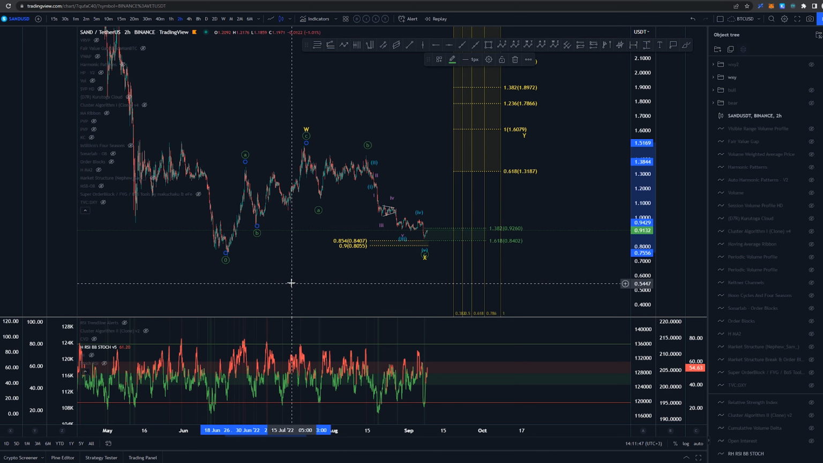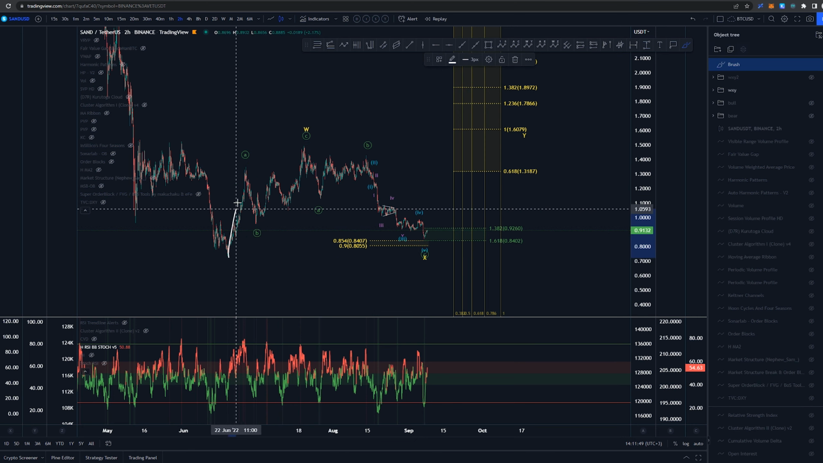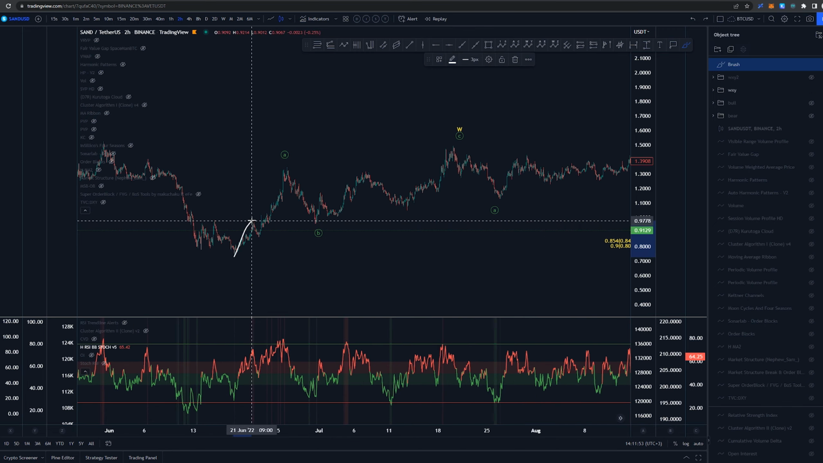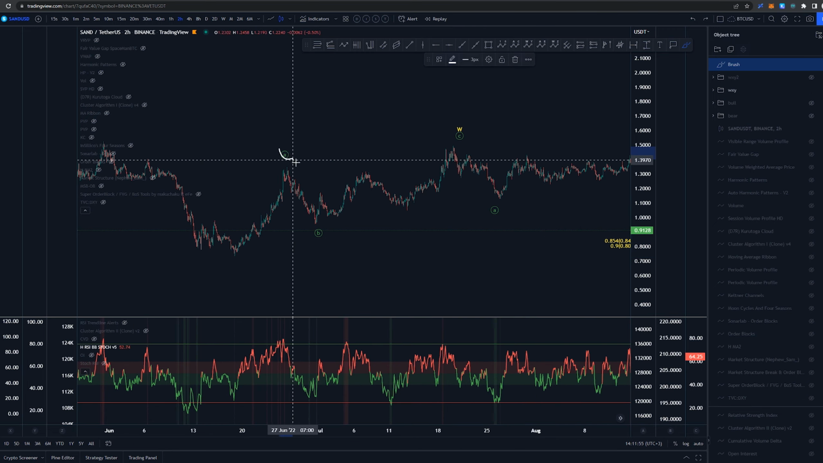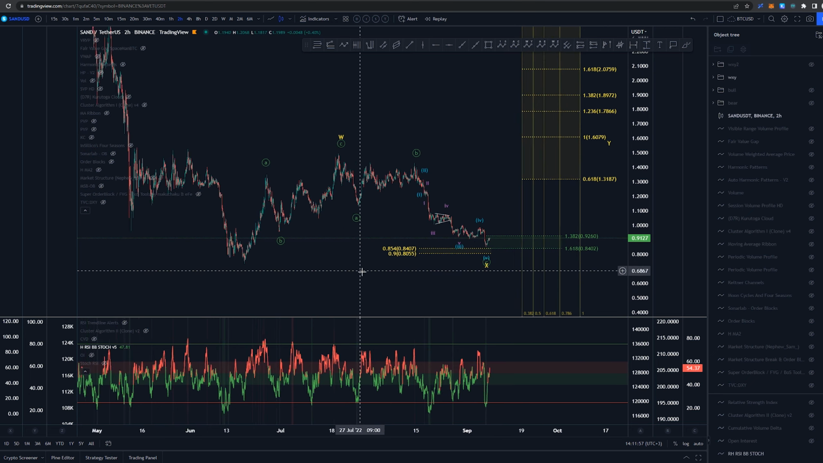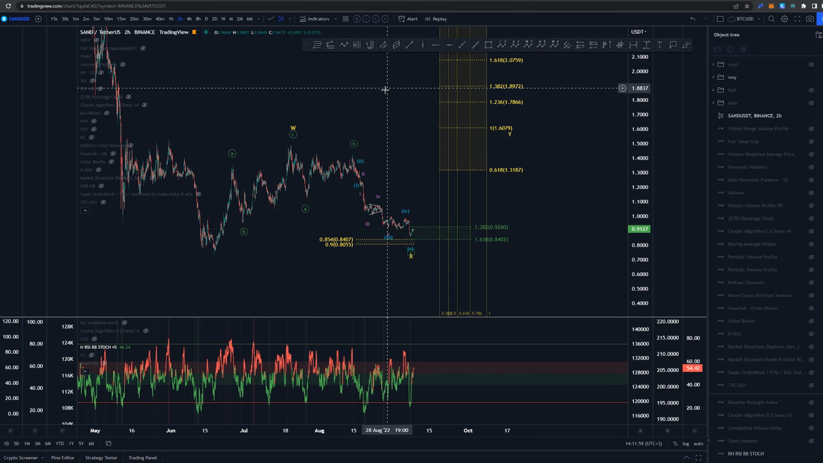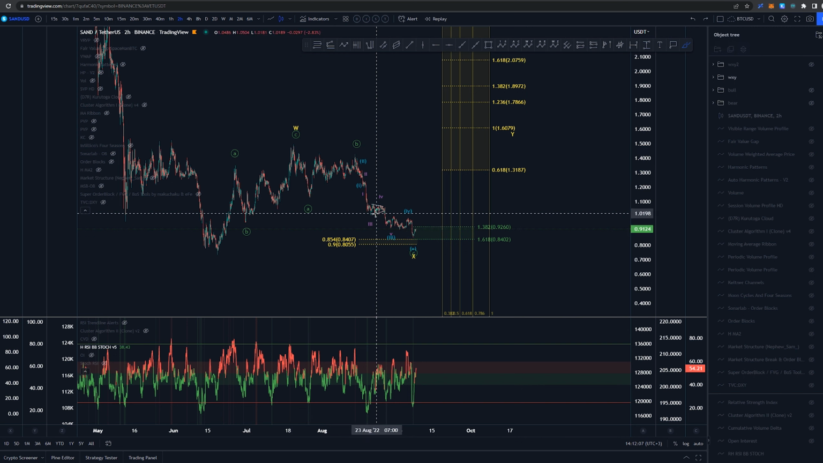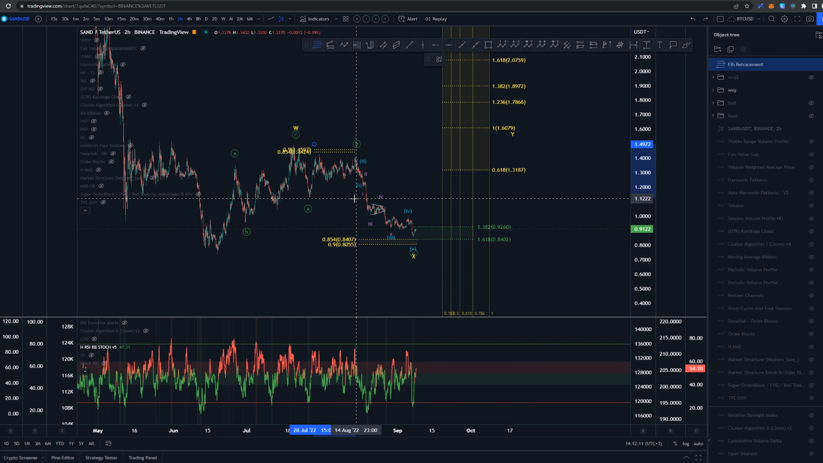This is possible as well, that we would have this as a WXY. It doesn't really matter. There are also possibilities in labeling this as an ABC for that W wave. So yeah, it doesn't really matter overall. After this W wave was put in place, I would think that we have an A, B and then C wave coming down. Not a perfect, not really good retracement for the B wave either.